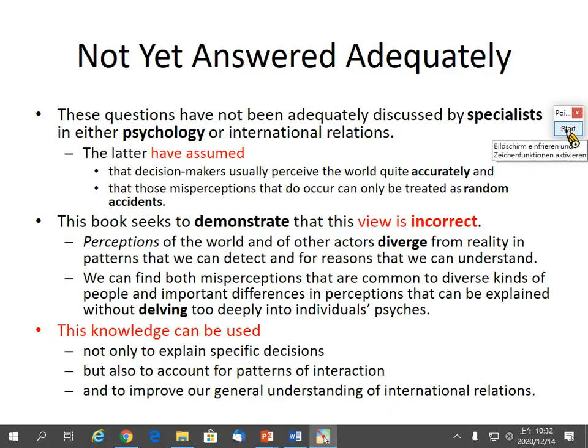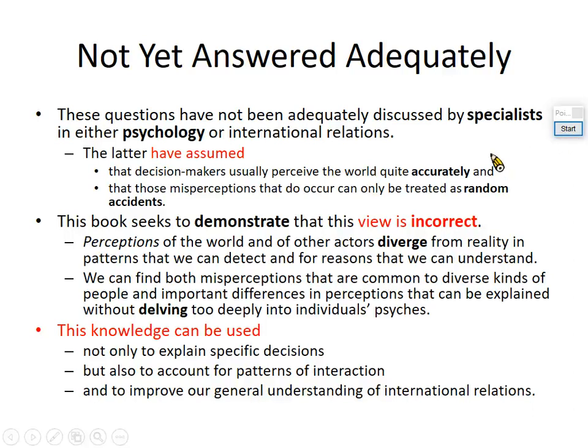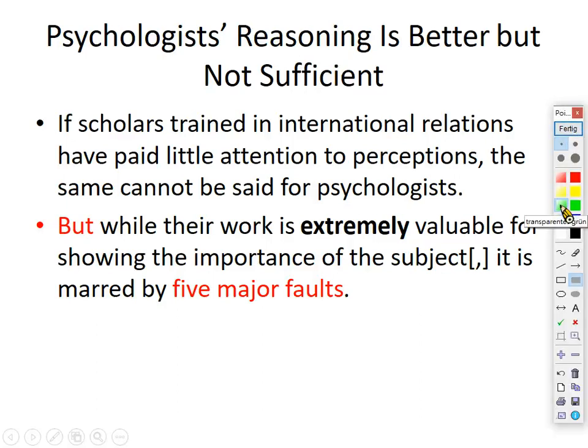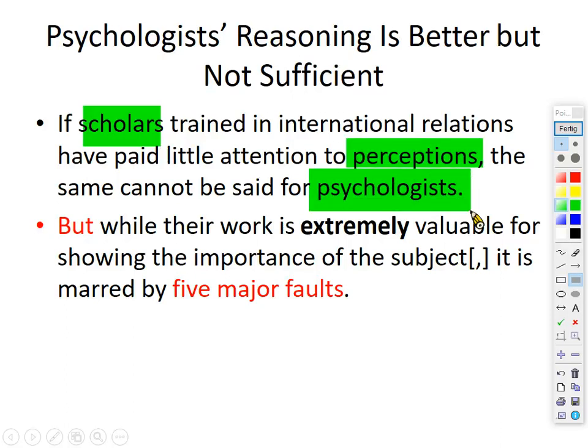So unfortunately, experts from international relations do not provide good answers for why there are differences between perceptions and reality. So if we cannot find an answer from experts of international relations, we go to ask the psychologists. If scholars trained in international relations have paid little attention to perceptions, the same cannot be said for psychologists. That's their business, right? Psychologists are supposed to study perceptions, mind, spiritual actions, right? So we say that experts from international relations are not trained for this purpose. Fine, but how about psychologists? They should, right? But here is a very big but.